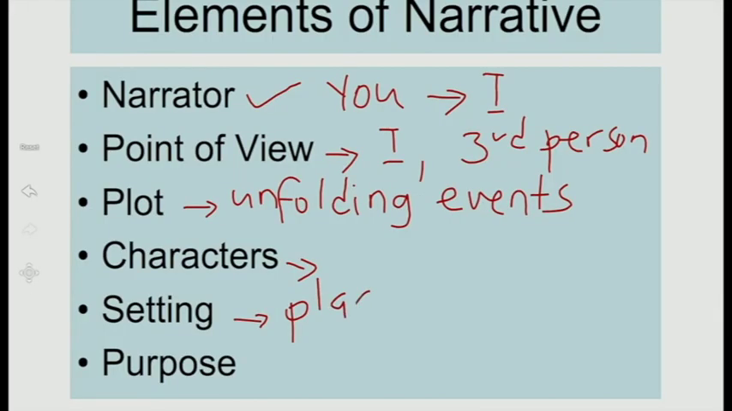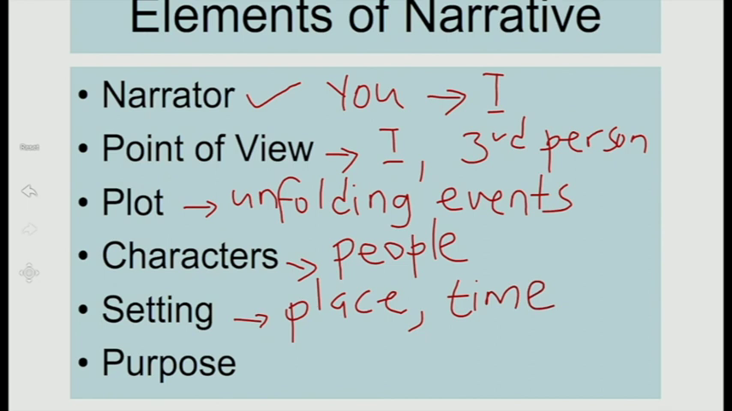And then again, we've got the setting. The setting, basically, is the place where things are happening. And then the characters, we said that these are the people. And here, this is the place, and not just the place, but the time too. So this is the setting. When is it set? Where is it set? All right, that story.